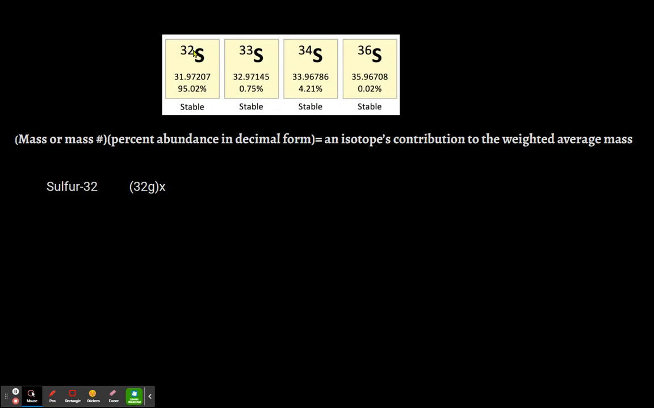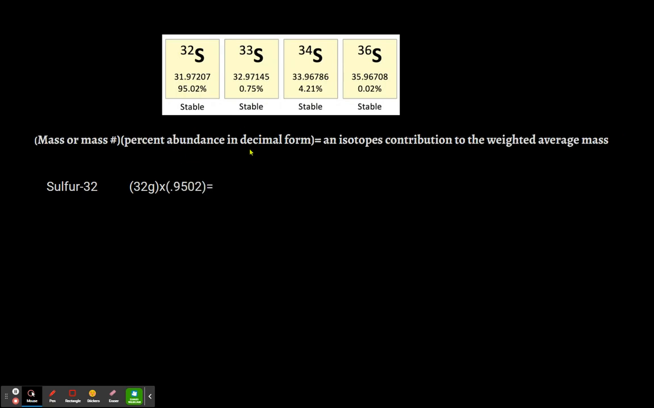So for sulfur 32, we'll take the mass number 32 and multiply it by the percentage expressed as a decimal. 95.02% is 0.9502. And when I calculate the answer, this answer, 30.4064, is sulfur's portion of the weighted average atomic mass.